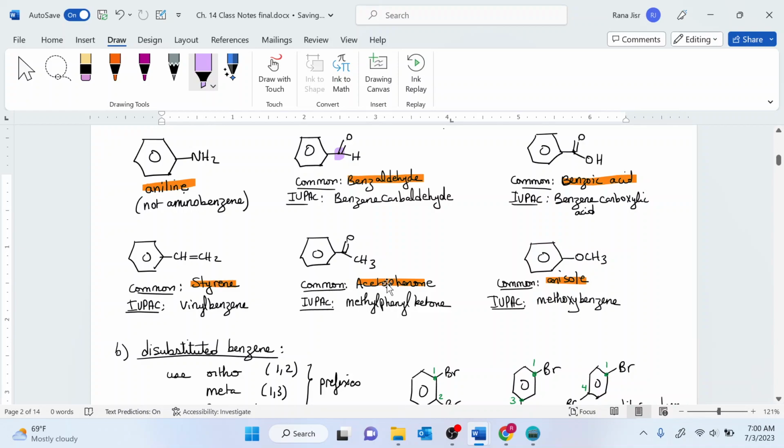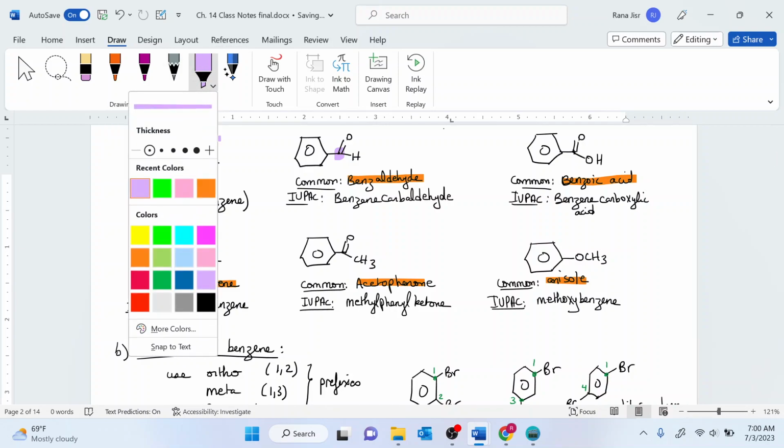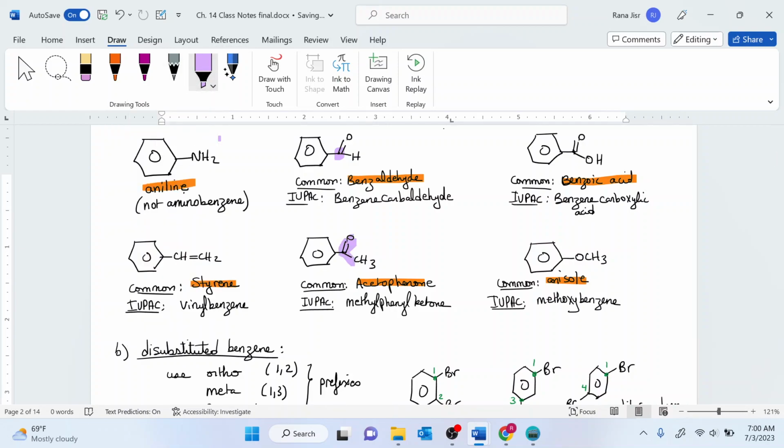Same thing for styrene and acetophenone. Acetophenone is a ketone, and the term aceto, we use it for the carbonyl that is connected to the CH3, so this is going to be the acetyl group. The phenyl is the benzene, and then the ONE is the ketone.